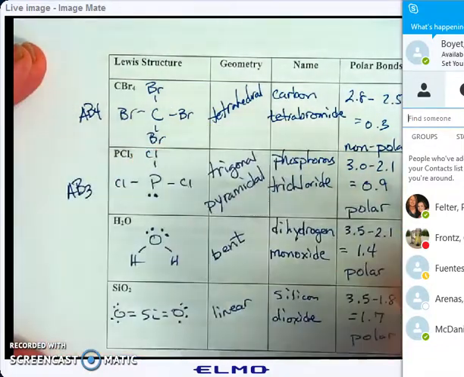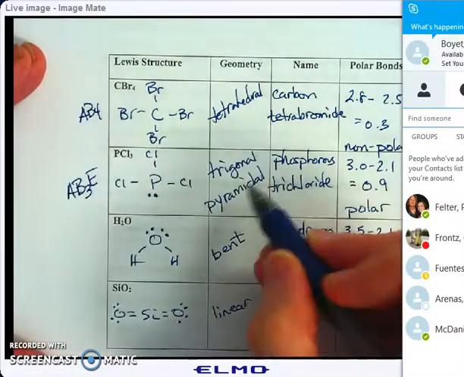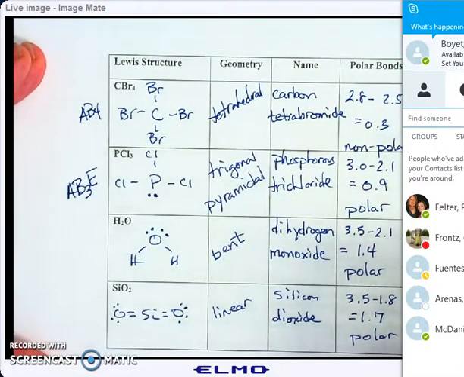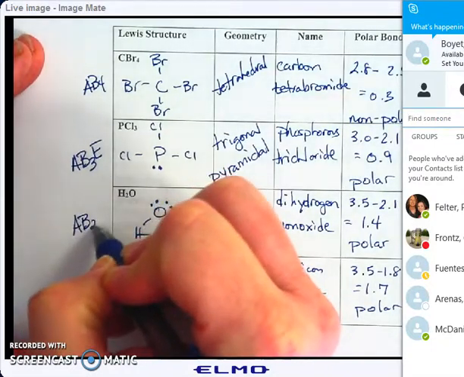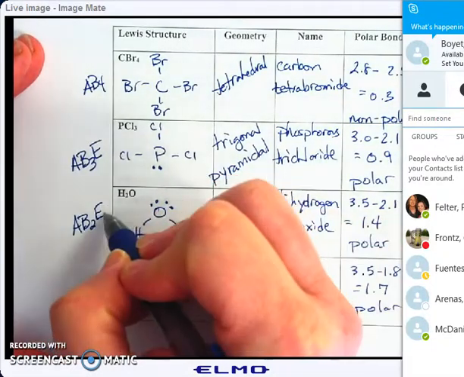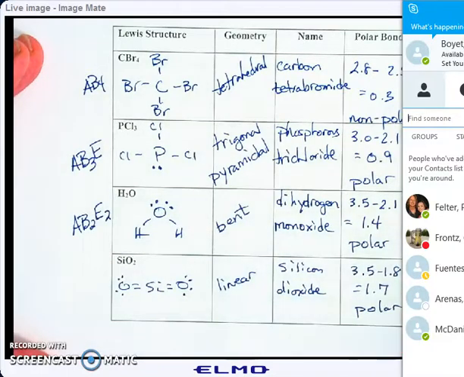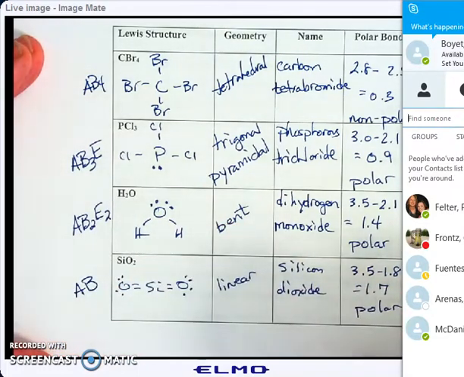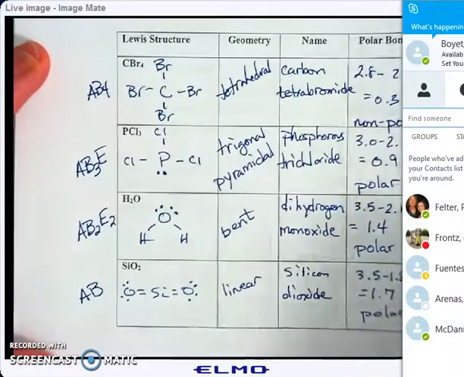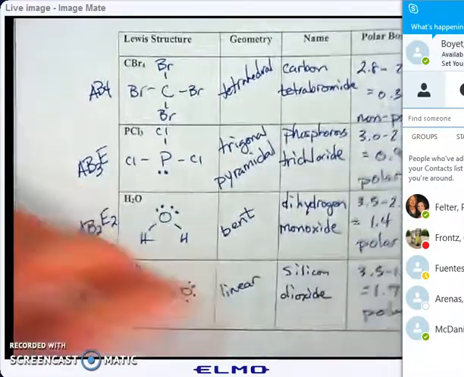This is 3 bonded atoms and 1 lone pair. It will always be trigonal pyramidal. A central atom, 2 bonded, and 2 lone pairs will always be bent. And then a central atom and 2 bonded atoms will always be linear. So if you understand that, it's a nice way to help you.